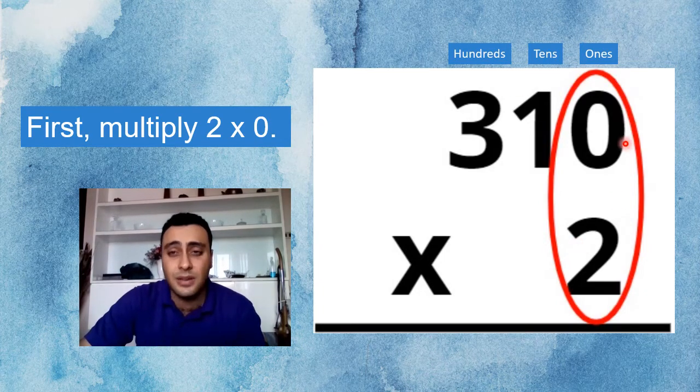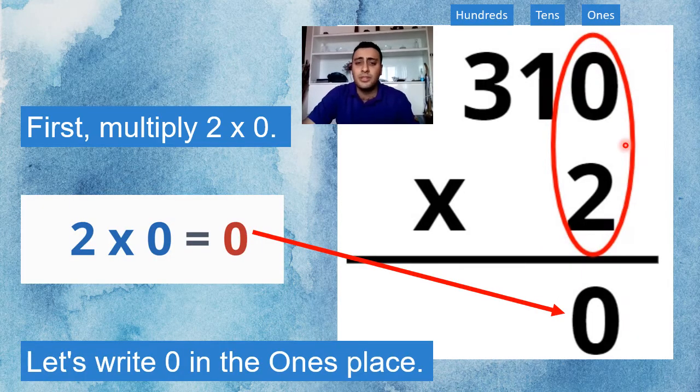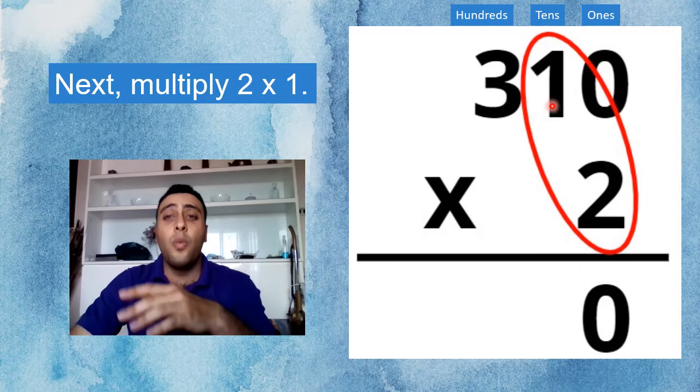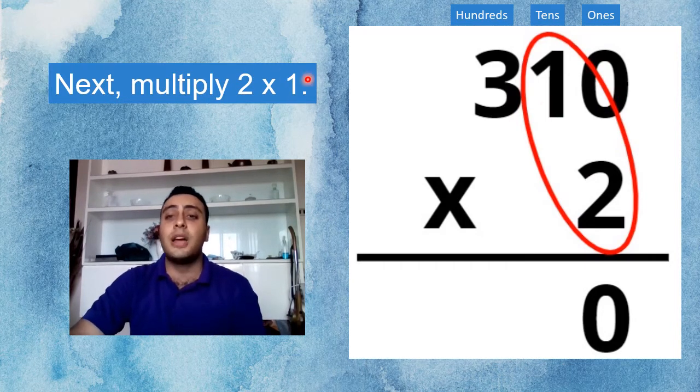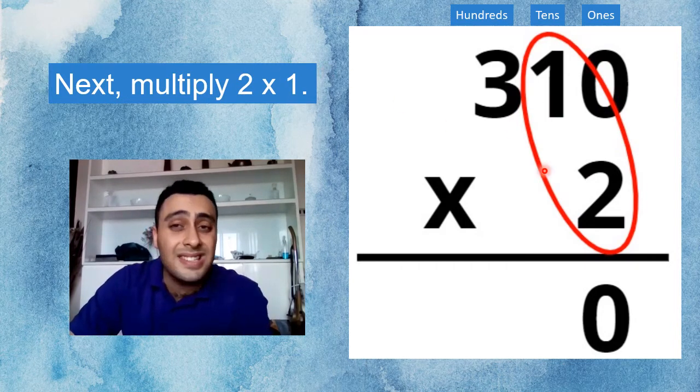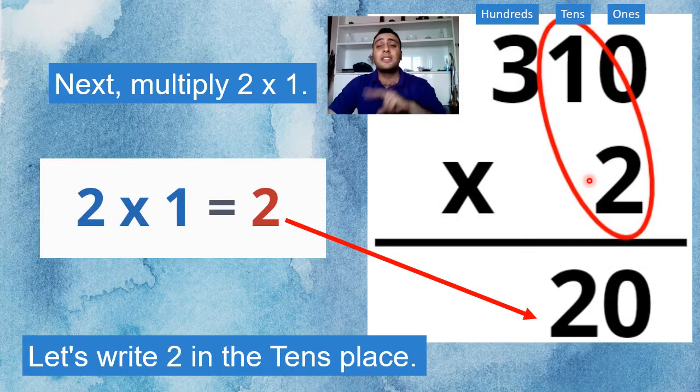So, we start with step 1, which is very easy. 2 times 0, which is 0. Now, we just put the 0 in the ones place. Very simple. Step 2, who can tell me? 2 times what? 2 times 1. That's right. 2 times 1, which is, again, very easy. It's 2. We put the 2 in the tens place. You see? Now, we are one step closer to the answer.